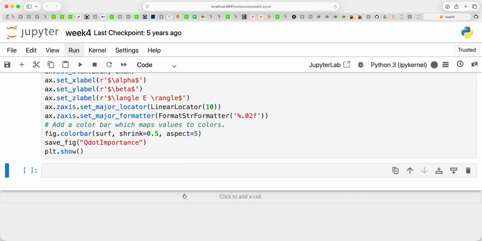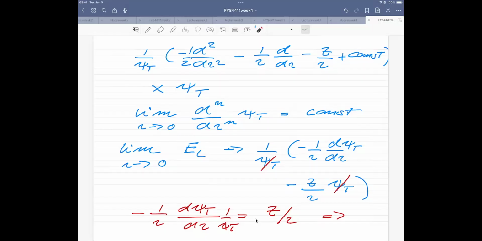Okay. So let's switch to the whiteboard, and then dive into the mathematics of the diffusion equation, the so-called Fokker-Planck equations, etc.